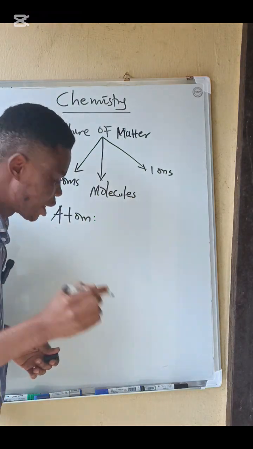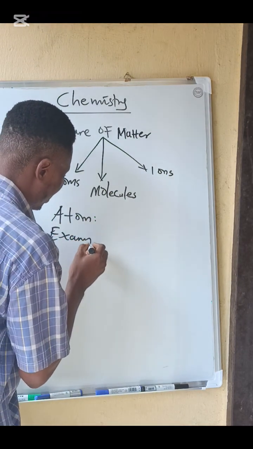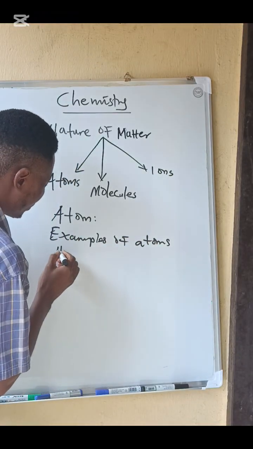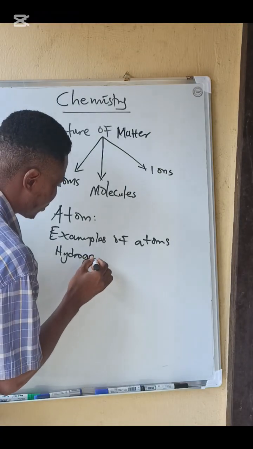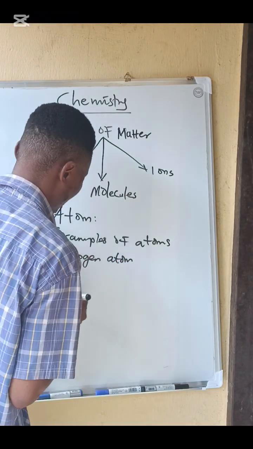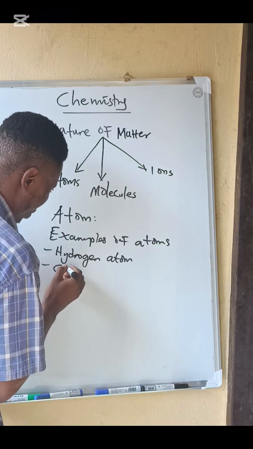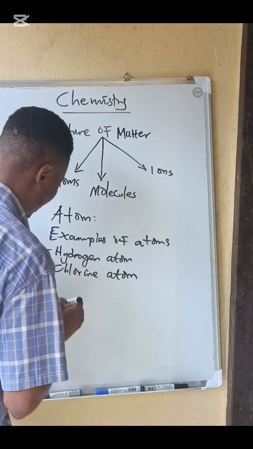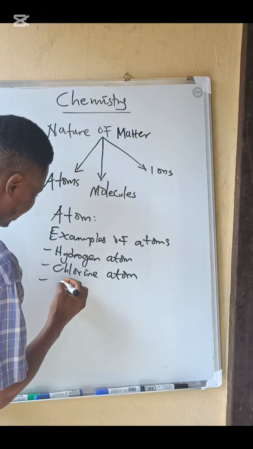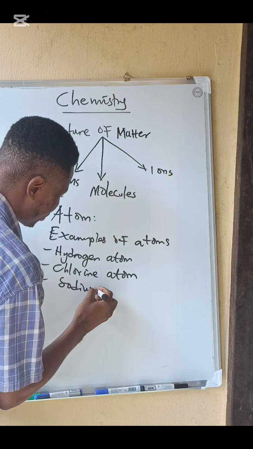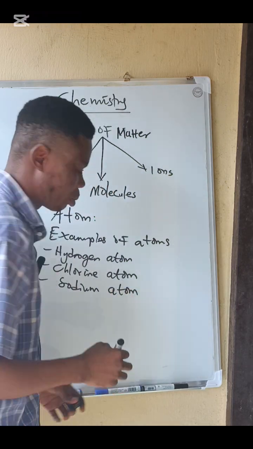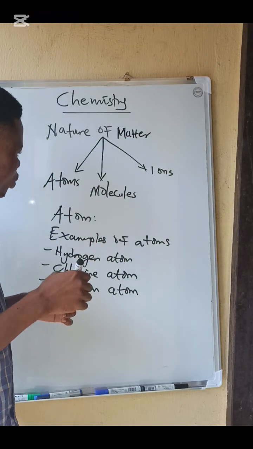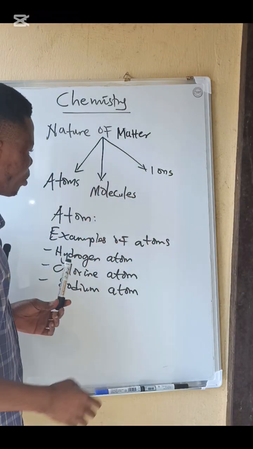We have the examples of atoms. We have hydrogen atom. We also have chlorine atom. We also have sodium atom, and so on. So these are examples of what? Of atoms. So we are going to look at the next one, which is the molecules.